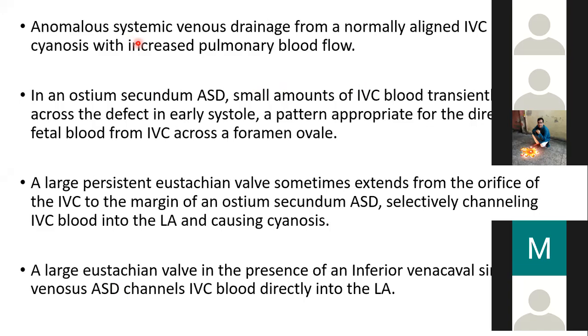So the anomalous systemic drainage from normally aligned IVC results in cyanosis. Understand, if there is a PAPVC of, suppose, the left side, what will be the physiological consequence? Left side pulmonary veins are having a PAPVC. So what will be the physiological consequence?